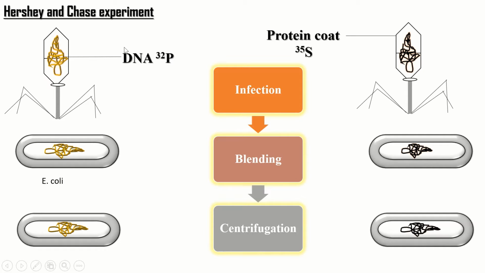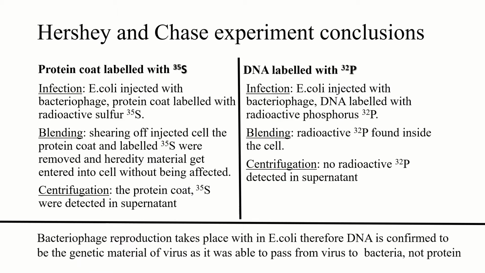Now the DNA of this bacteriophage was labeled with radioactive phosphorus, and the protein coat of the bacteriophage was labeled with sulfur, and then they were inserted into the E. coli. So what were the observations made by Hershey and Chase? The protein coat was labeled with S35. During infection the same process was followed for both protein and DNA. The E. coli were infected with the bacteriophage, but in the case of protein there was radioactive sulfur, and in the case of DNA it was radioactive phosphorus.